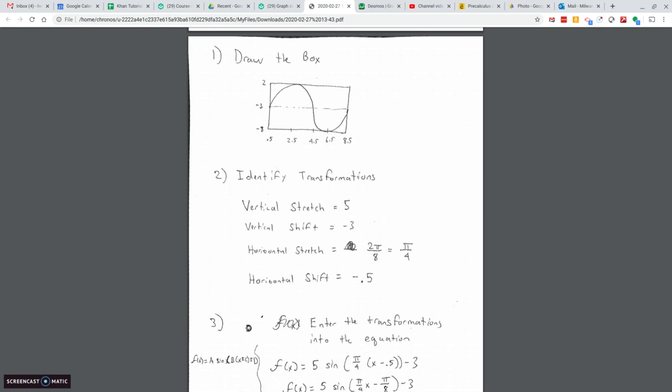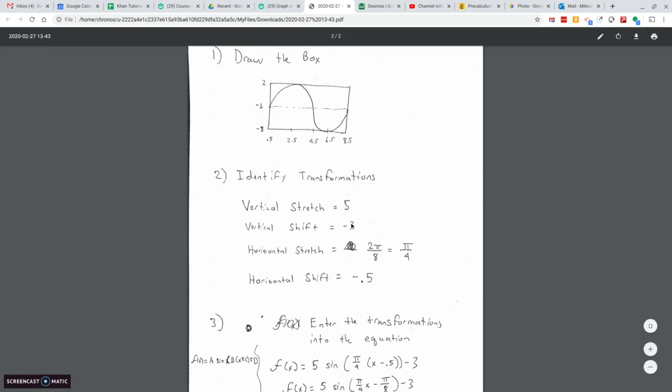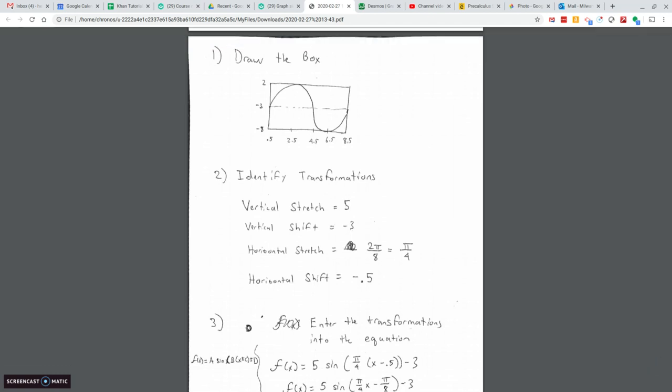My vertical shift, remember the basic sine function has a midline right at 0. But this has a midline at -3, so my vertical shift is down to -3. Okay. Now let's do the horizontal transformations. So the horizontal stretch, this is usually the one that trips people up the most.